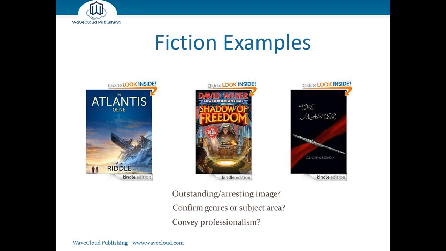So look at the Atlantis Gene. That looks like a submarine stuck in an iceberg. That's kind of interesting. I wonder what that book's about. Shadow of Freedom. Is that a cat? Some sort of alien cat sitting on that marine's shoulder. That's very interesting. And then I'm not really sure what The Master's about.